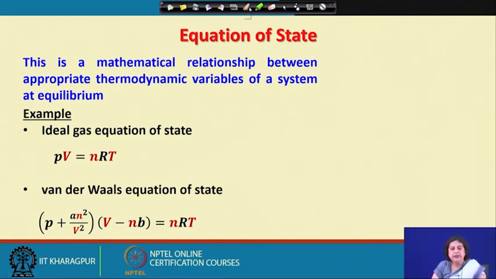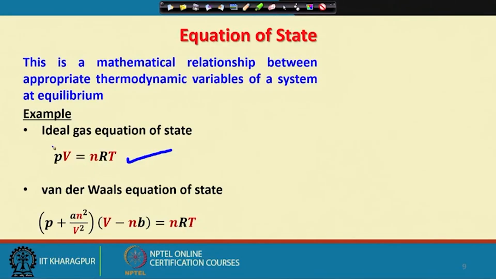The first one is the ideal gas equation of state. I am sure all of you have seen this equation, which connects the pressure, volume, temperature and the number of moles or the number of particles of the ideal gas for an equilibrium state. And this ideal gas equation of state also demonstrates the very fact that you require only 3 variables to define the equilibrium state of the gas.